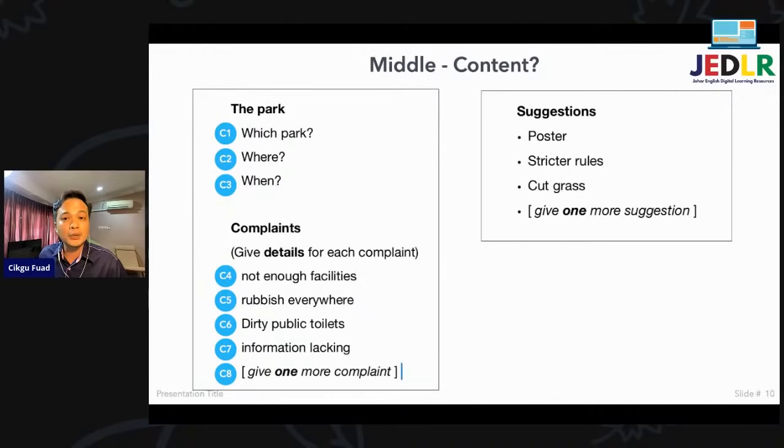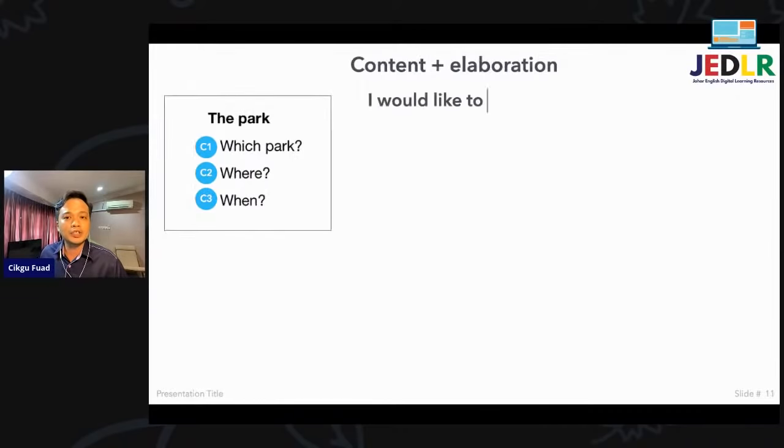So now this one, you need to add your own points. C9, poster. C10, stricter rules. C11, cut grass. And the last one, also give another more suggestion. So you need to also give another suggestion. Now let us look at each point. So the park. Which park, where, and when? You can start off with, I would like to talk about the park. So answer C1, C2, and C3.